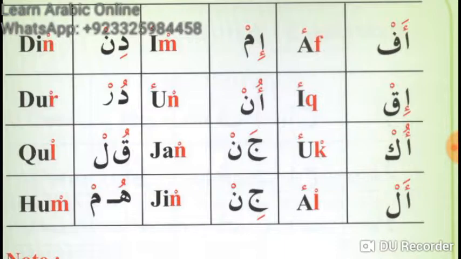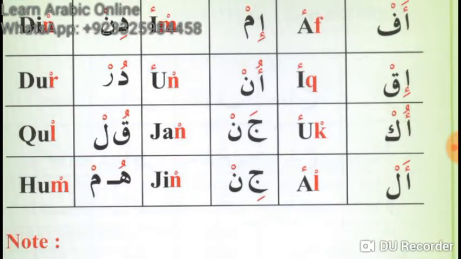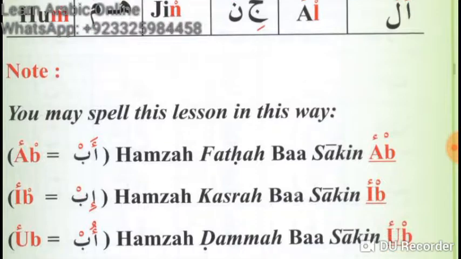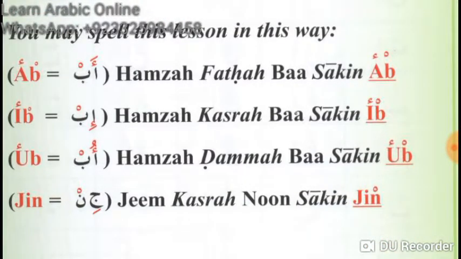Jin, Fata, Noon, Sakin, Jen. Jin, Kasra, Noon, Sakin, Jin. Dal, Kasra, Noon, Sakin, Din. Dal, Dhamma, Ra, Sakin, Dur. Qaf, Dhamma, Lam, Sakin, Kul. Ha, Dhamma, Mim, Sakin, Hum. Okay, Hum.